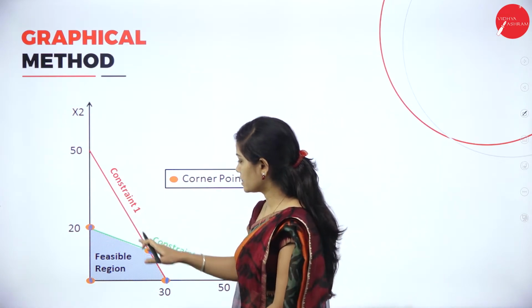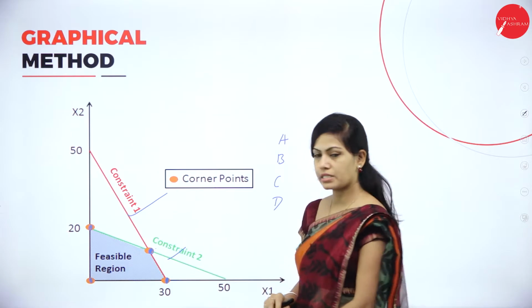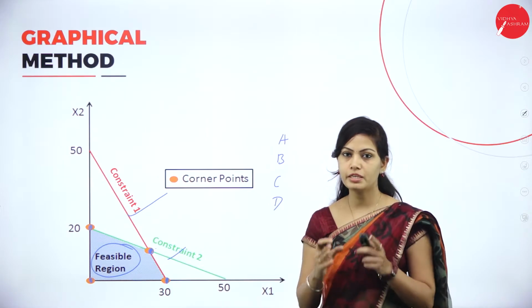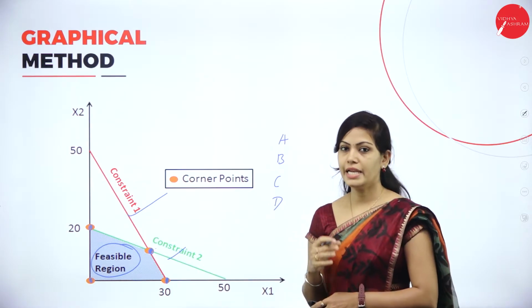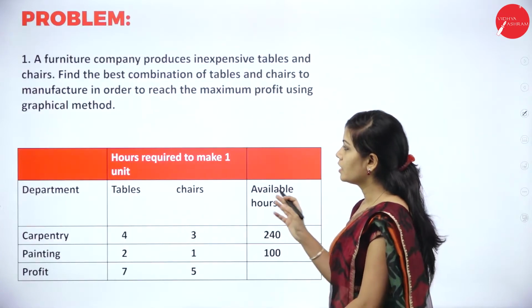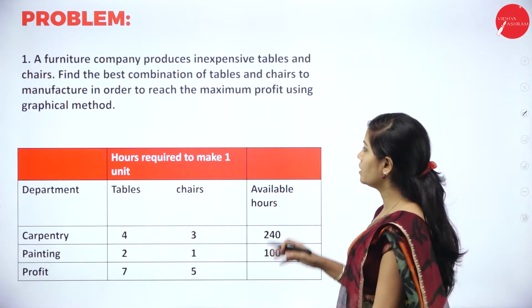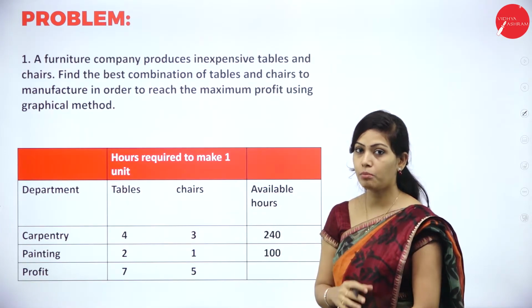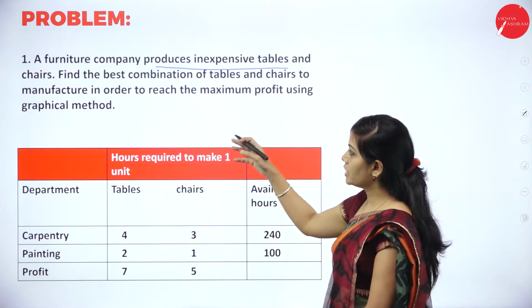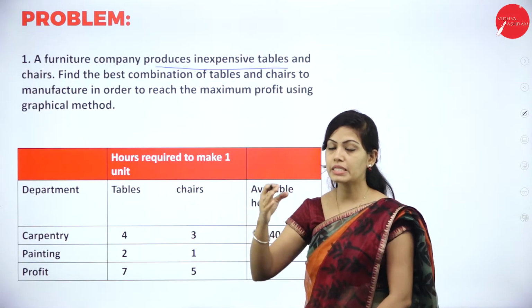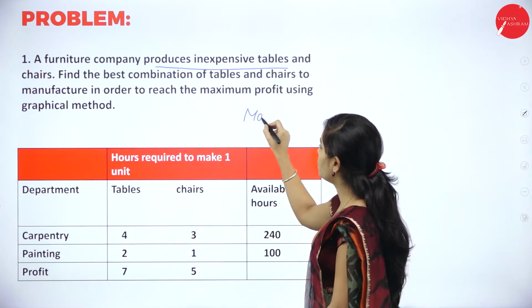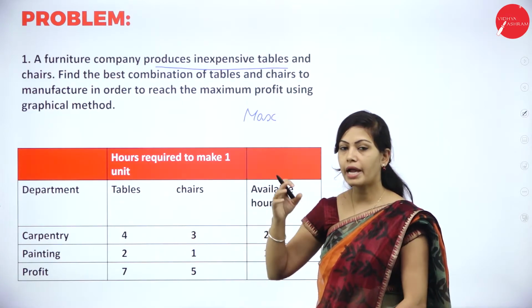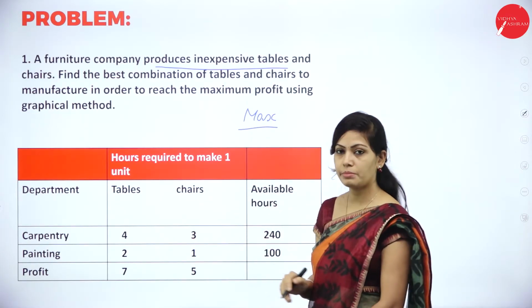Here I have the first constraint, this is the second constraint, and this is the feasible region. For constructing a graphical method, we have to follow some steps. Let's get started with an example. This is my question, with a table. First we have to find the LP model. Here a furniture company produces, which means it is a maximization problem. First you have to read the question properly. If you see produces, creates or manufactures, you can easily tell it is a maximization problem.